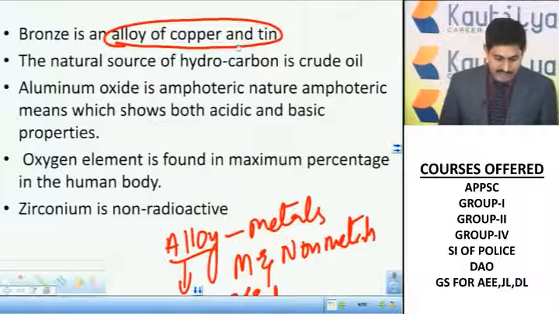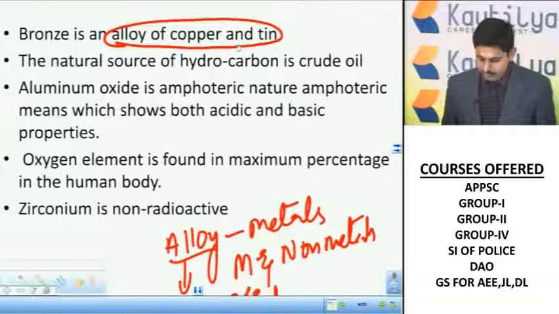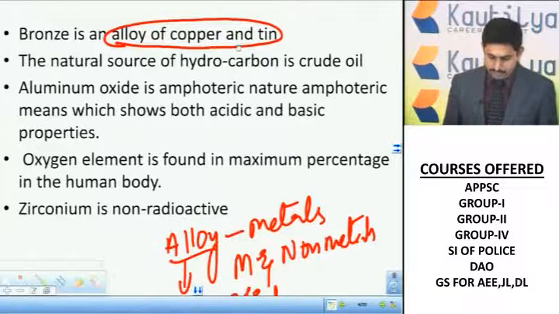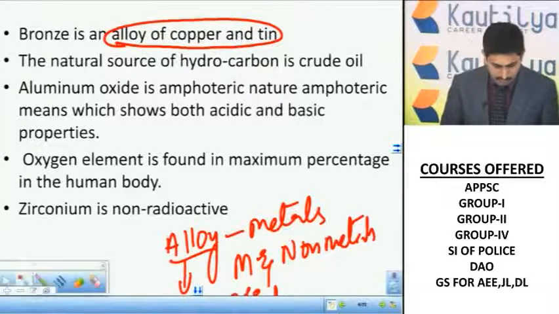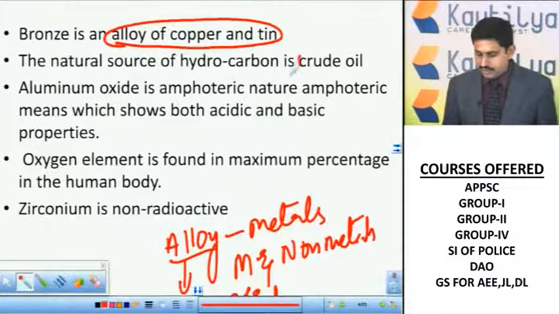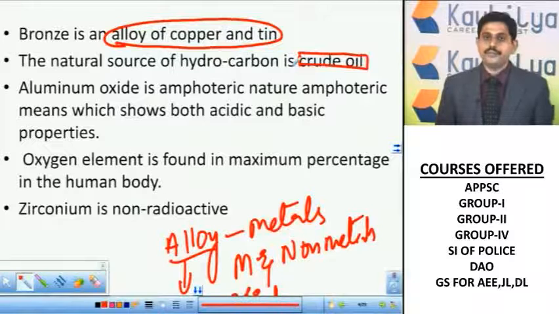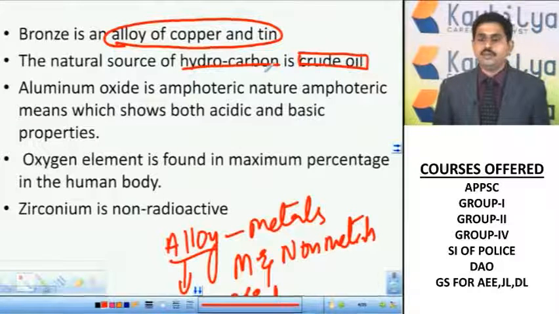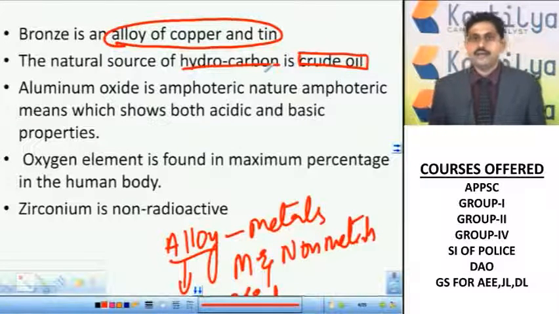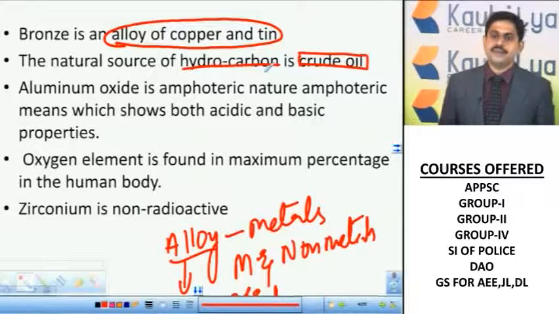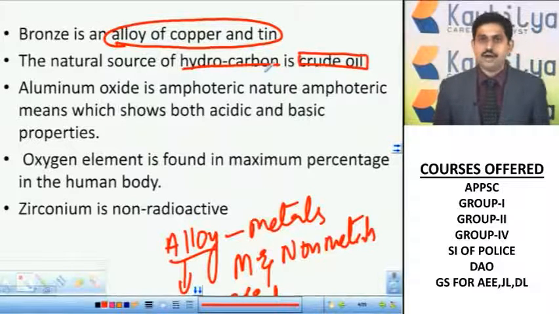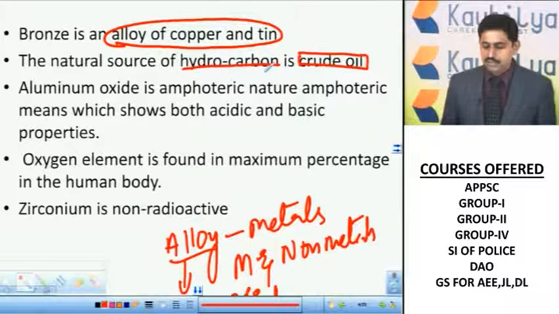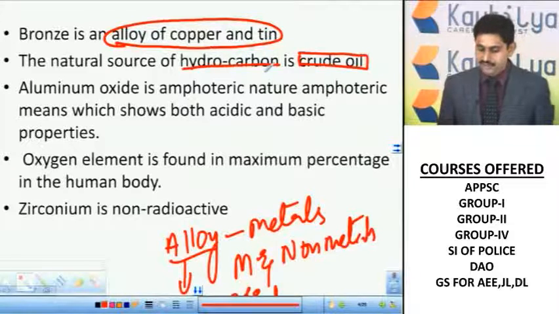Next one, naturally occurring hydrocarbon, that is crude oil. The natural source of hydrocarbon is crude oil. Crude oil is considered a naturally occurring source of hydrocarbon. Hydrocarbon is nothing but an organic compound consisting of hydrogen and carbon. Say for example, alkanes, alkenes, alkynes, all these are considered hydrocarbons consisting of carbon and hydrogen. So the natural source of these hydrocarbons is crude oil.